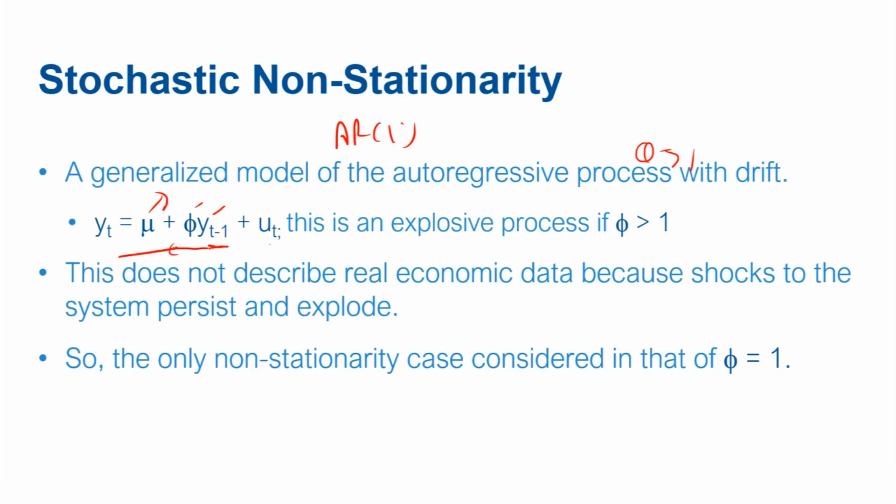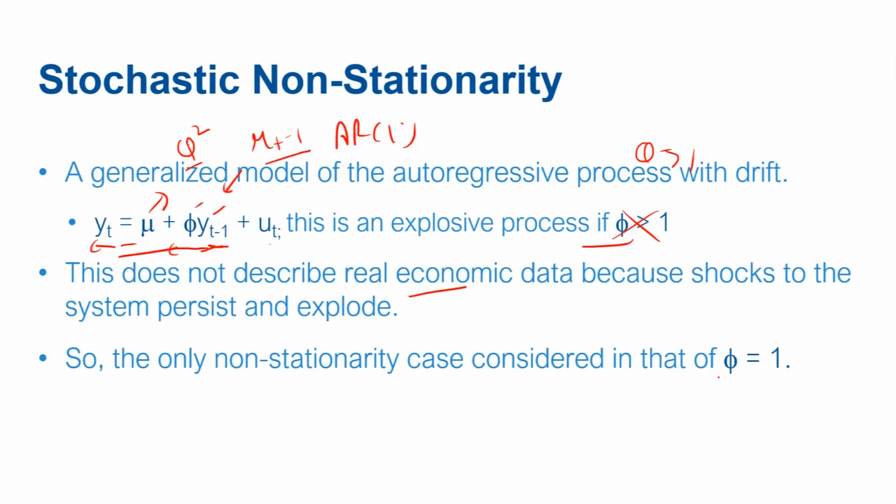For example, let's say a shock came at time t minus 1, which is mu t minus 1. The impact of the shock on the next period yt is a multiple of phi. In the next period, phi square. As long as this phi is greater than 1, the impact of the shock on the process will explode, which is not a very desirable property and a property which does not describe real economic and finance data. So generally we tend to ignore this part.